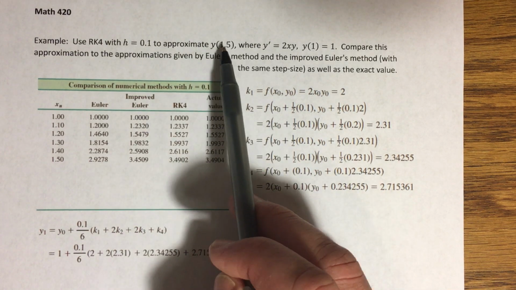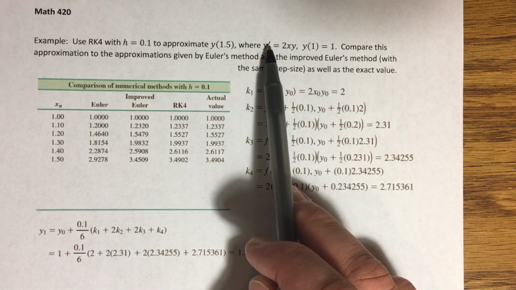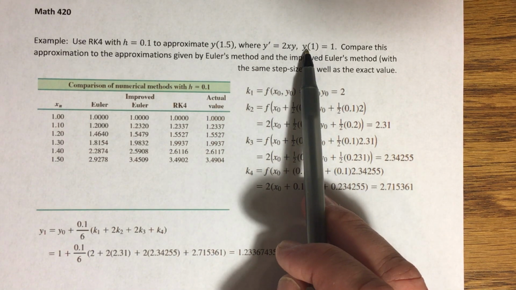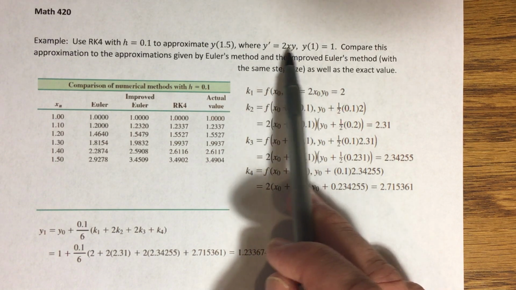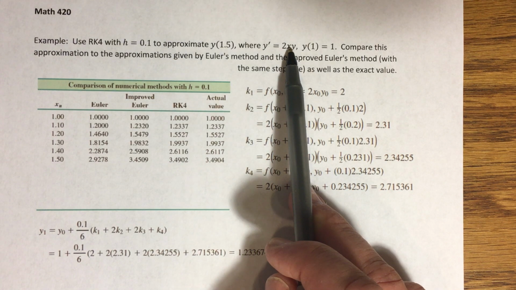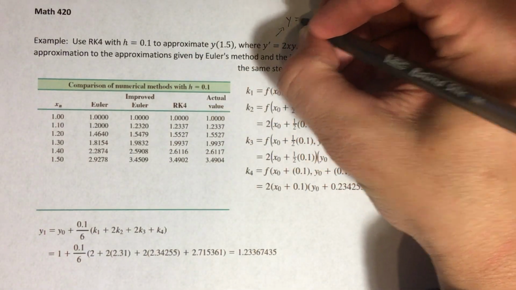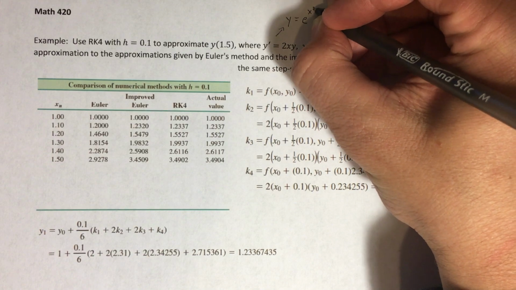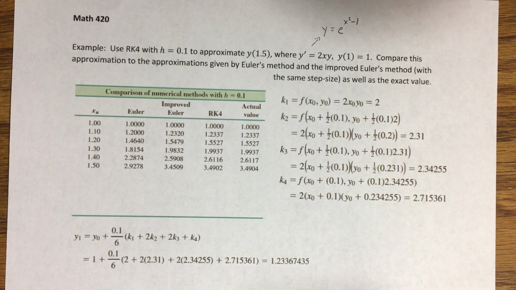And we're approximating y of 1.5, where the IVP that we're looking at is y prime equals 2xy, and y of 1 equals 1. Notice, for one thing, that this is a very, very straightforward separable equation to solve, which means we can get an exact solution for this. It turns out this IVP has an exact solution of y equals e to the x squared minus 1. It's a good exercise to do that yourself, just to go back and practice solving separable equations.